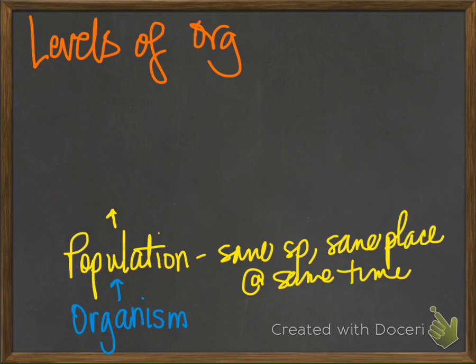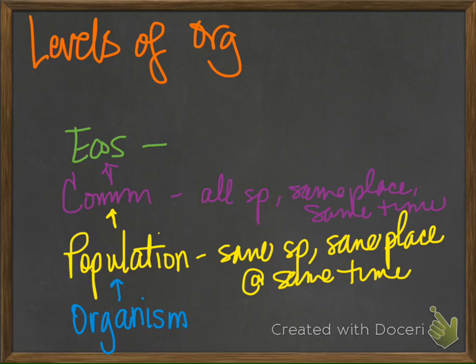Next up, you could look at a community. This is all species, same place, same time. Your next step is ecosystem. And this is your community plus abiotic factors, non-living factors, things like temperature and moisture and water and light.